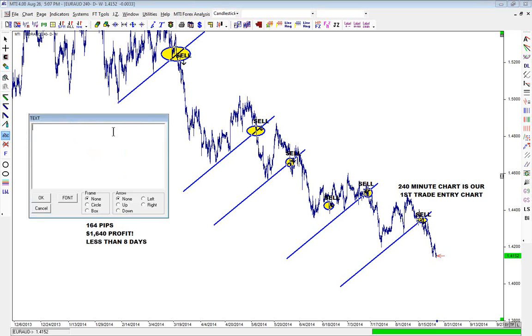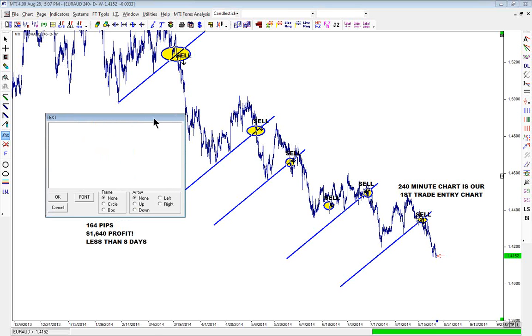Just so you know, there's two different types of accounts, or two different types of lot sizes. A mini lot, which is where each pip is worth $1, and a standard lot, where each pip is worth $10. Okay?